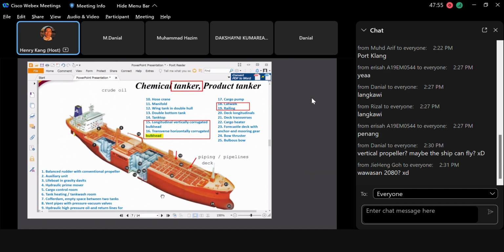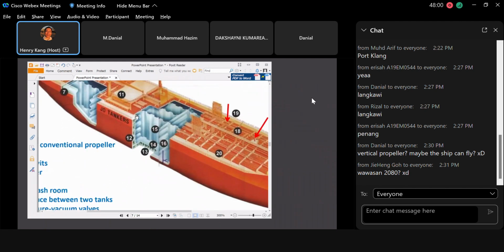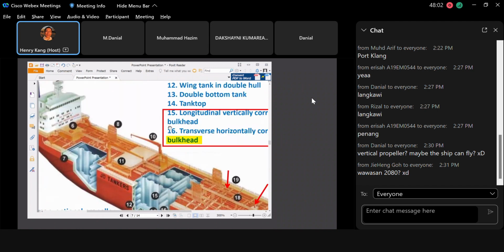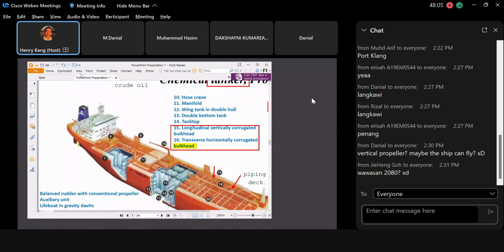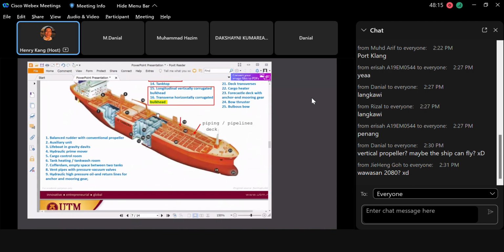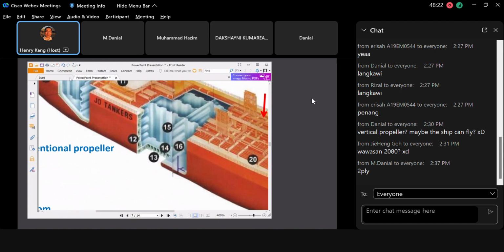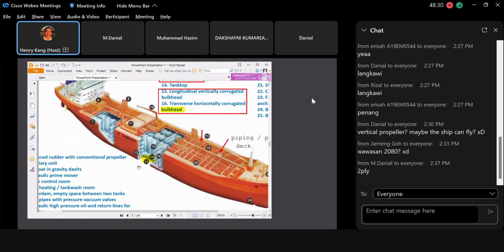Another very interesting one is you can see parts 13 and 14 here. What does it mean? It is called the double bottom tank. Maybe you heard of double bottom before, right? Have you heard this one before? Yes. What is double bottom for? To prevent the water from entering the compartment when the ship has leakage, right?